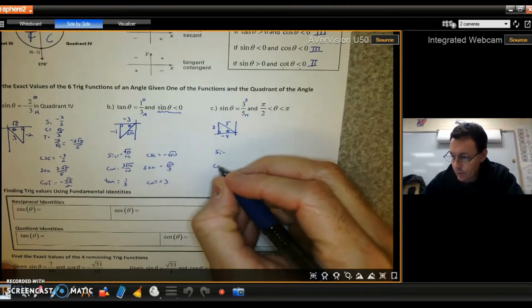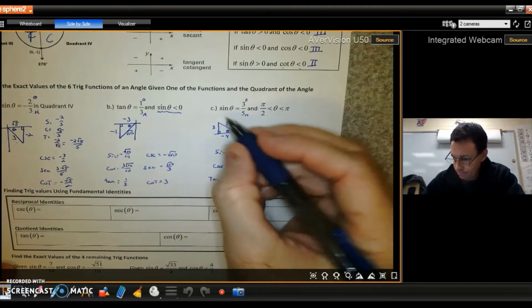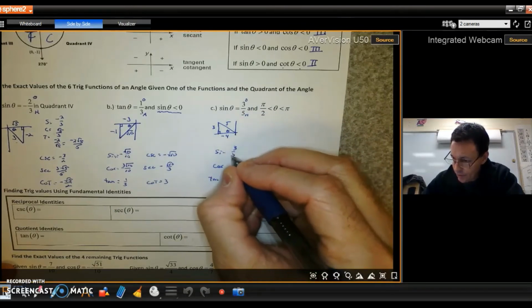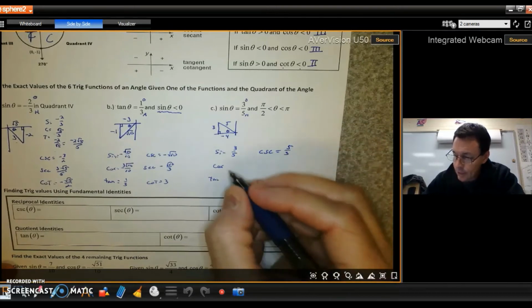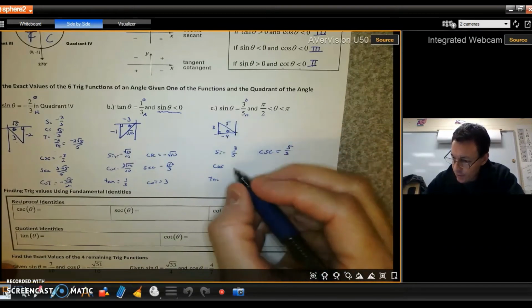Sine, cosine, tangent. Sine, we already knew, 3/5. So we also know the cosecant is 5/3. That's an easy one. Cosine is negative 4/5.